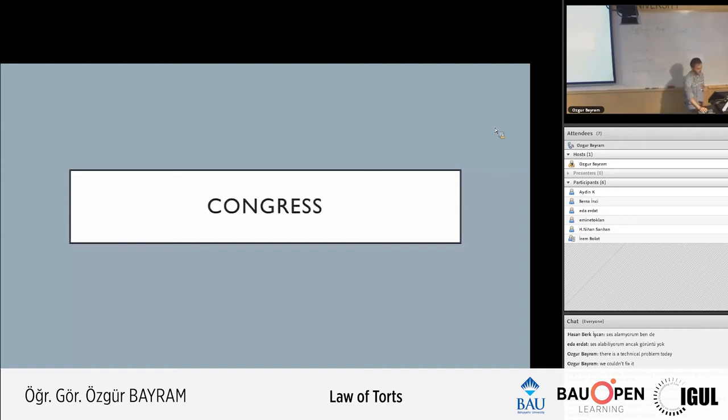Common law. Congress, the American Congress. Where is the Congress? Which state? Is it Washington? D.C. But you have to say D.C. There are two Washingtons.